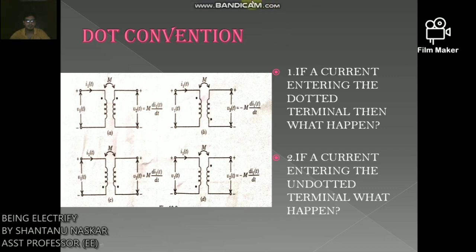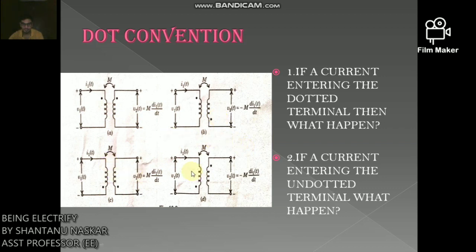Now we will discuss the dot convention, or we can say the different types of magnetically coupled circuit. So if a current goes through these two pictures, if a current entering the dotted terminal or leaving the undotted terminal of one coil produces an open circuit voltage in the other coil which is positive at the dotted end or negative at the undotted end, as shown in figure A and B.